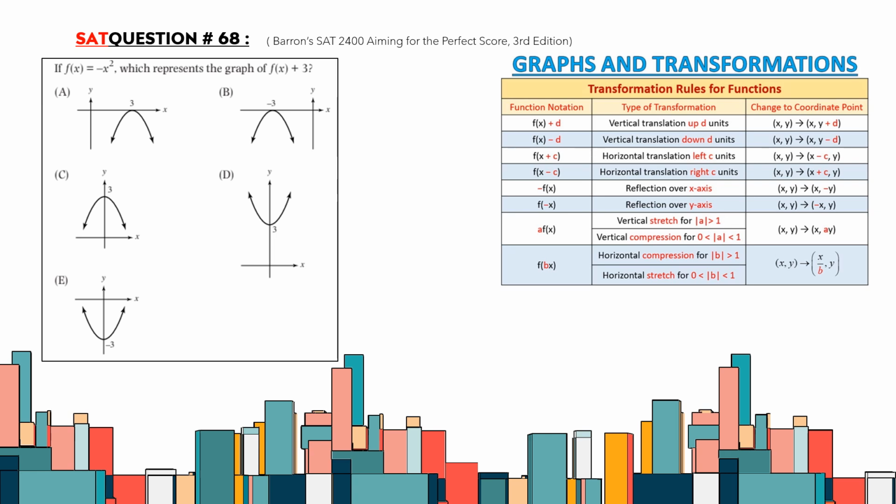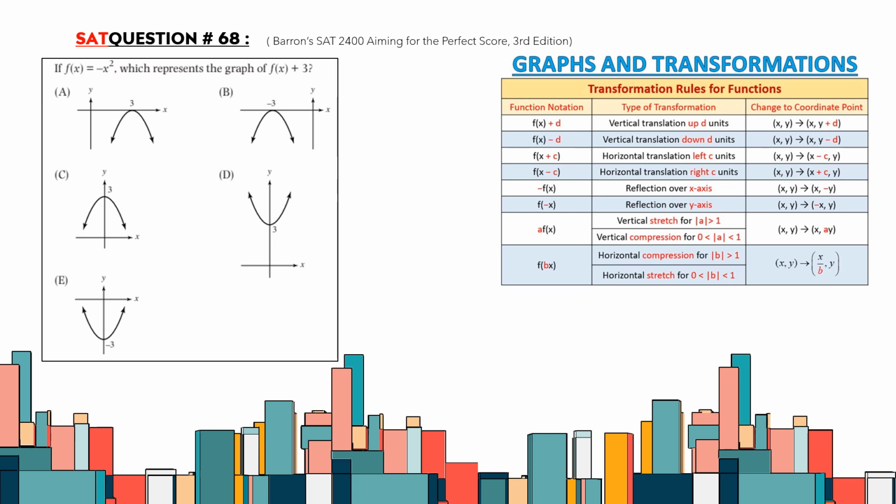If f of x equals negative x squared, which represents the graph of f of x plus 3? I will attach the link for the graph and transformations. Just have a look at it if you're still confused about what we're doing in this question today.